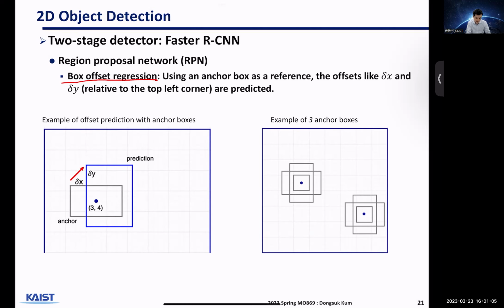Because you used anchor boxes, it's not a pixel-level grid. Obviously, it would be a sparse grid. So in order to accurately predict the location of the box, you need these box offset values, such as delta X and delta Y relative to the top left corner, which are predicted.